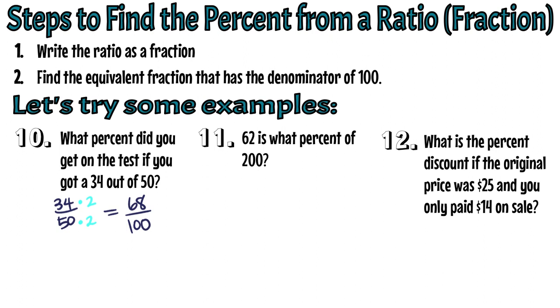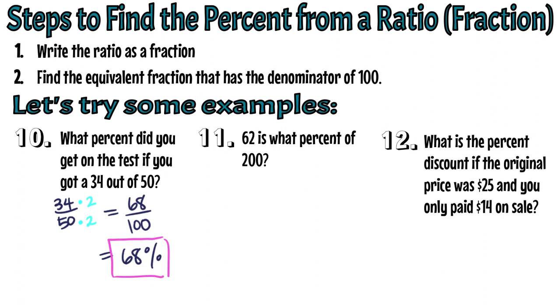And then remember, for all fractions that are over 100, we can write them as percents, right? That's what that percent symbol means. It means per 100. So this means that we can rewrite this as 68%. And now we have converted a ratio or fraction to a percent. Let's try another example together.